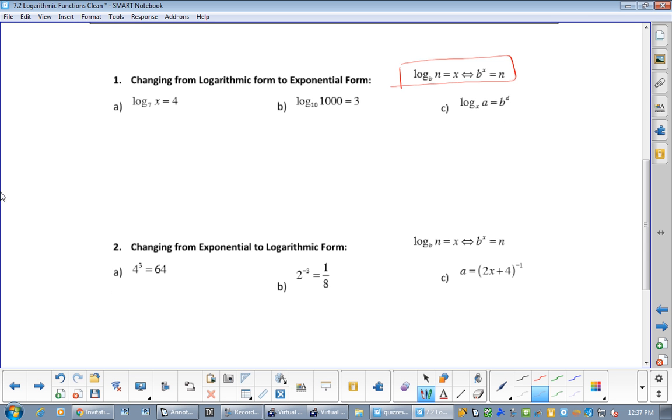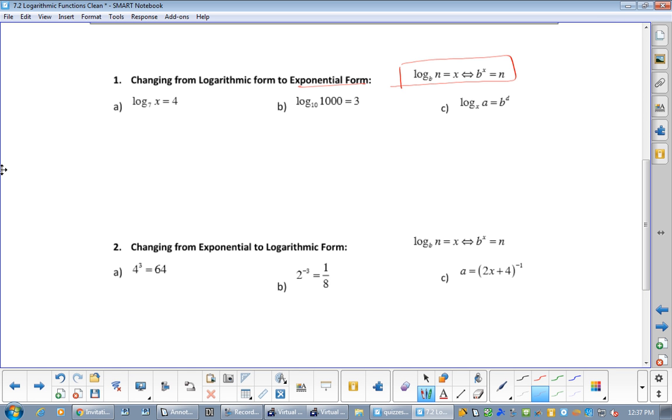So let's do these really quick. Let's get all these, because they're all in log form. You know why I know they're in log form? They have the word log in it. Okay? I don't want to make this magic, right? It's got log in it. These are log. We want to go to exponential.